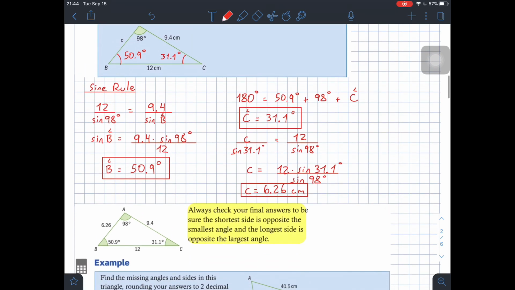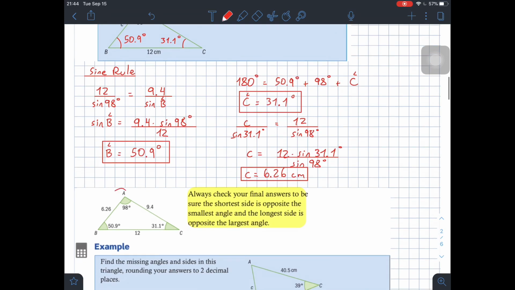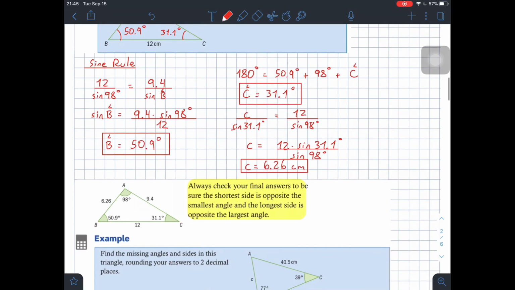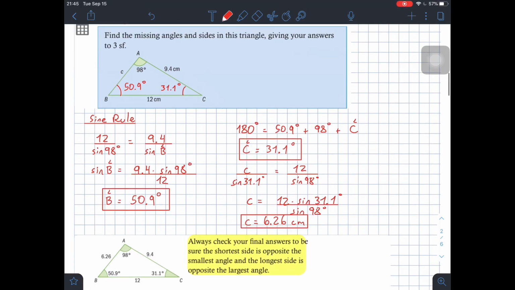So then it says, this is very important. Here you have a summary of what we just found. This is the same triangle we just solved. Always check your final answers to be sure the shortest side is opposite the smallest angle and the longest side is opposite the largest angle. So that's a quick way to check your result. You see that, for example, this angle 98 is the largest one between the three angles. So it means that opposite to this angle, we should have the longest side.